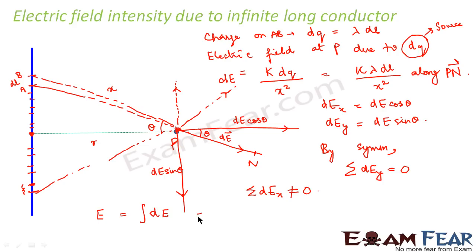Now if I want to find the complete electric field due to this wire, that will be the integration of dE. What will be dE? dE will be nothing but dE cos theta, because dE sin theta will not contribute anything. So this will be equal to the integration of k lambda dl divided by x square into cos theta. Now this we can write as follows.